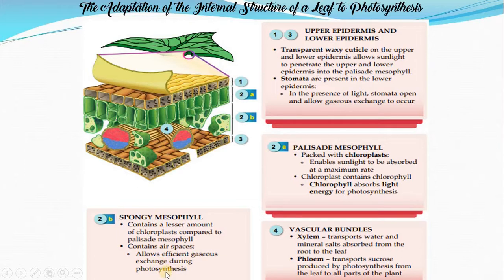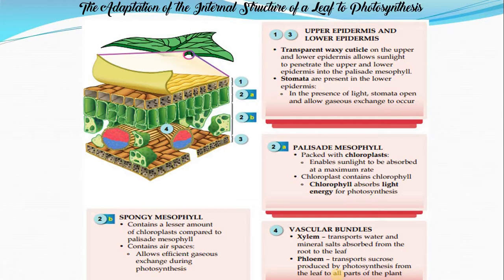Then we go to the vascular bundles. Vascular bundles consist of xylem, which transports water and mineral salts absorbed from the root to the leaf. The vascular bundle also consists of the phloem, which transports sucrose, produced by photosynthesis, from the leaf to all parts of the plant.